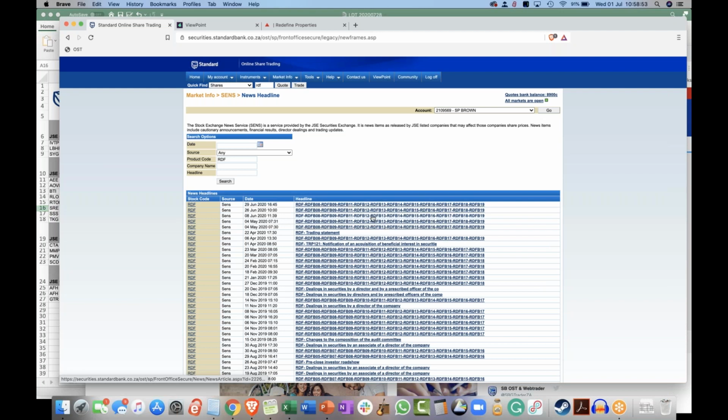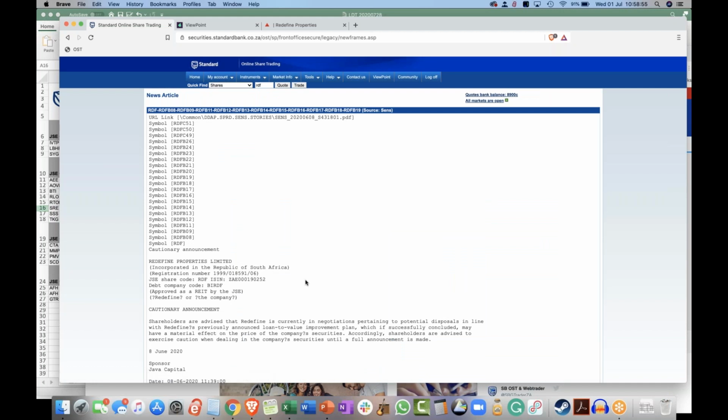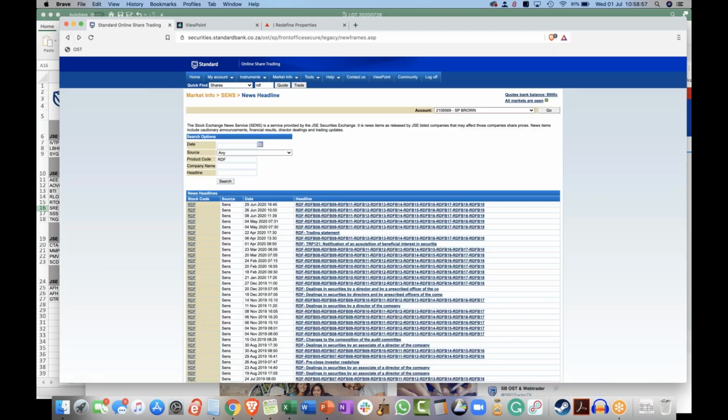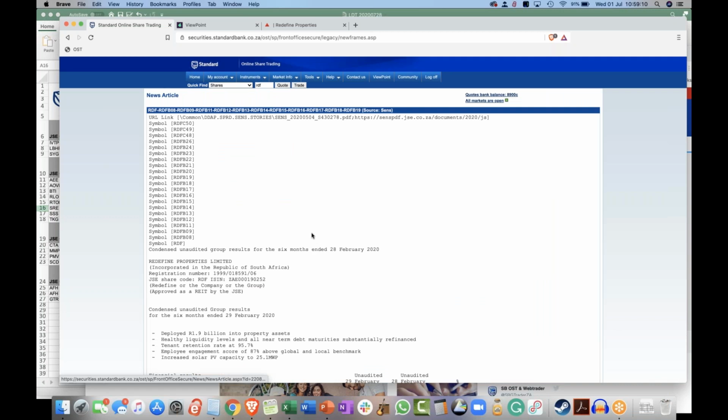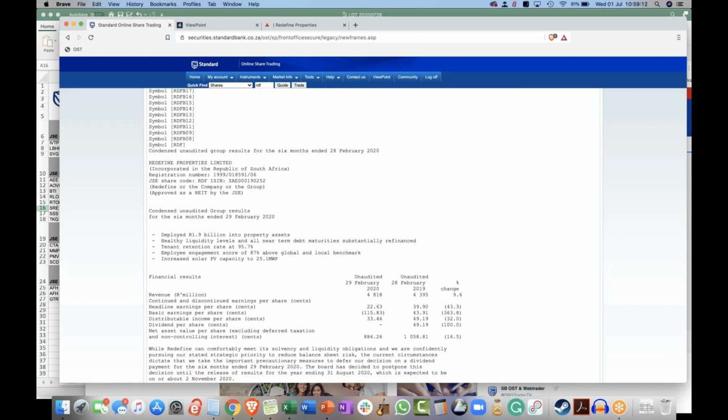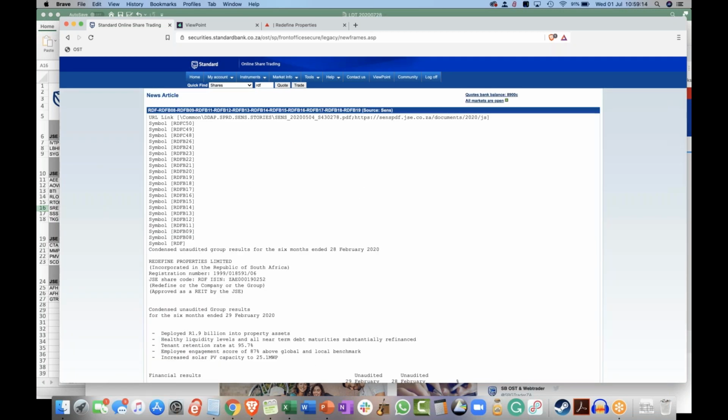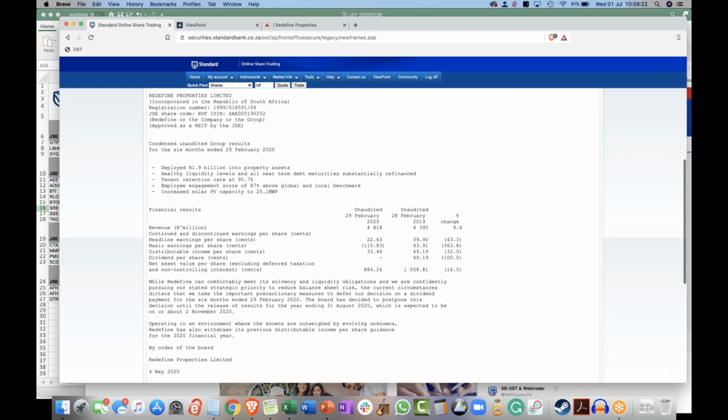what am I looking for? Was that results 8 June? No, that's a cautionary announcement. Yeah, I hate these, man. Availability of investor presentation, and that is the results presentation. We just found the thing there, and here are the results. So again, the codes, they are messy, but at least they put RDF last, so it pops into RDF. Just that those codes take up a ton of space, so we can't see the full line.